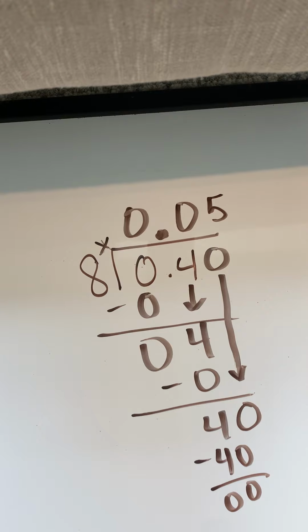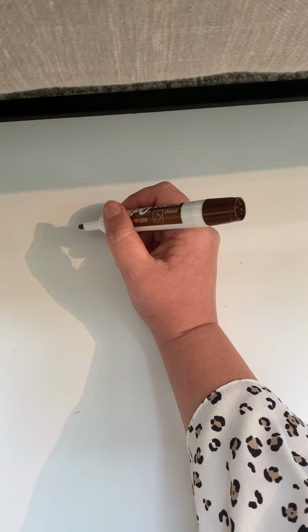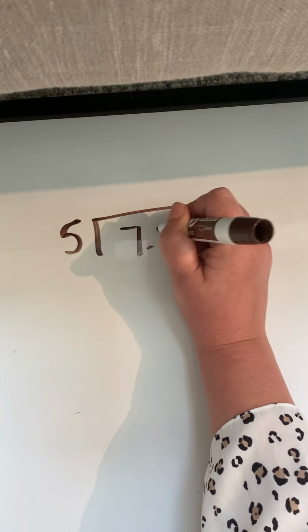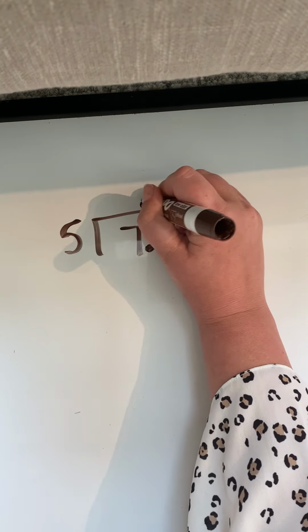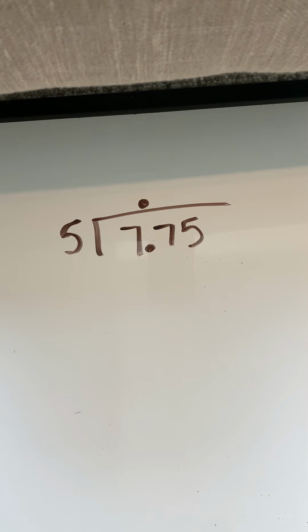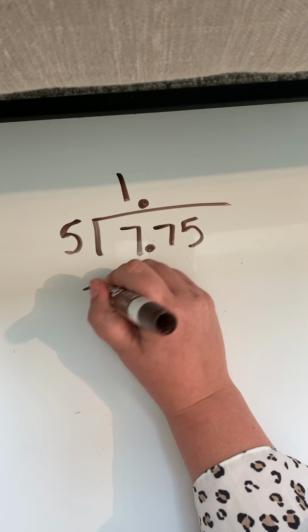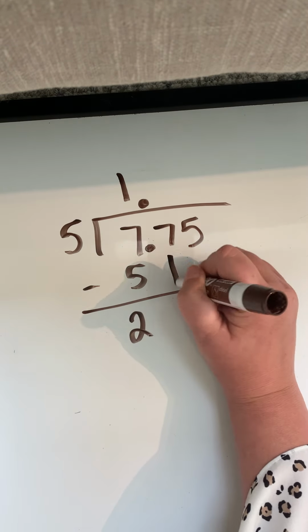What if we do some division where we have decimals that do have numbers in the ones place? Like if I'm on page 56 in my student textbook, if I have 5 divided by 7.75, like they do in the book there. Let's try this. I'm going to go ahead and bring my decimal up first. 5 times what gets me close to 7? Excellent. 1. 5 times 1 is 5. What is 7 minus 5? 2. And I'm going to bring down my 7.